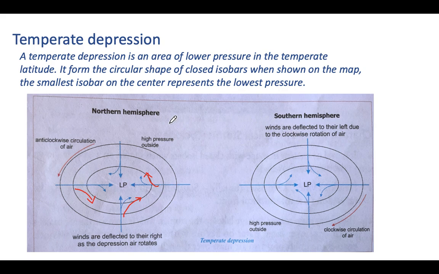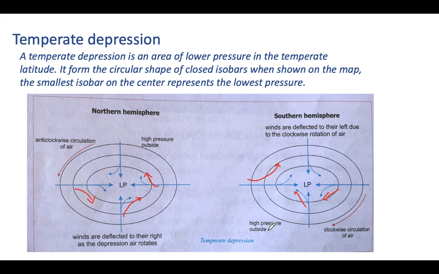And then when it comes to the southern hemisphere, you have to notice this. In the southern hemisphere, the winds are deflected to their left due to the clockwise rotation of air. So in here, there is clockwise, okay? Clockwise is this direction. So there is clockwise circulation of air if we see from there.